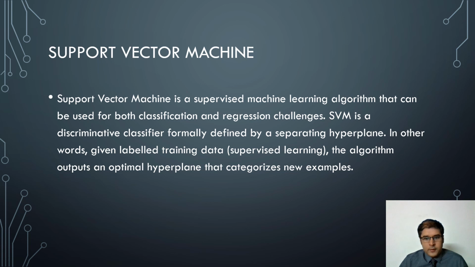In other words, given labeled training data in a supervised learning model, the algorithm outputs an optimal hyperplane that categorizes new examples. So basically it can also be used in clustering, because it categorizes new examples or new data according to the training data which is fed in the supervised learning model at training time, I mean.